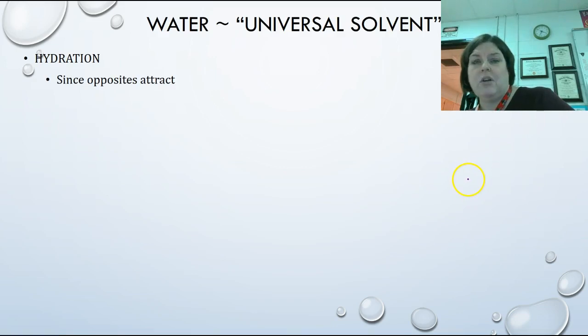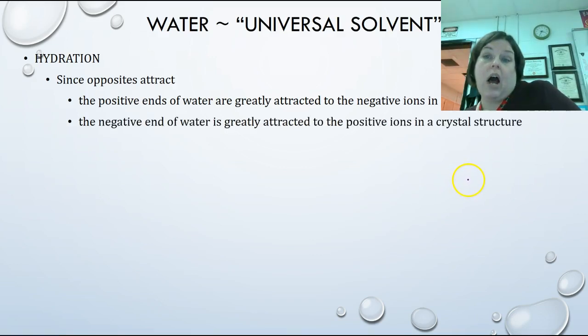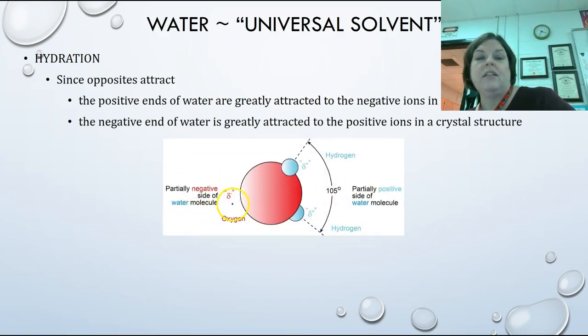So since opposites attract, we have the positive end of water attracted to the negative end of an ionic crystal structure. If you think about an ionic crystal structure, that crystal structure is made up of little pieces of ions, some positive, some negative. Well, the positive end of the water, the hydrogen end of the water, is attracted to that negative piece in that ionic crystal. And the negative end of water, the oxygen, is attracted to the positive piece of the ion crystal. So we get this side over here being attracted to the positive ion, and this side over here being attracted to the negative ion. And this is called the hydration attraction.